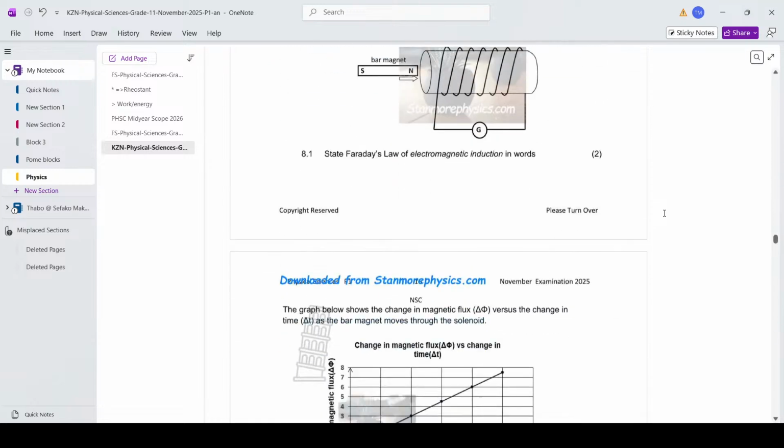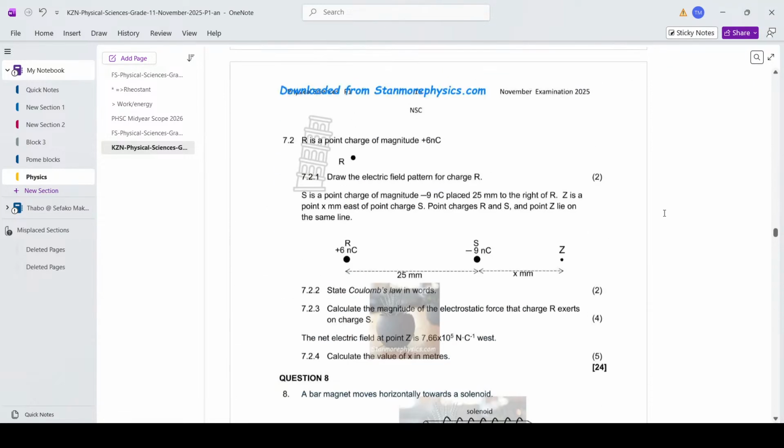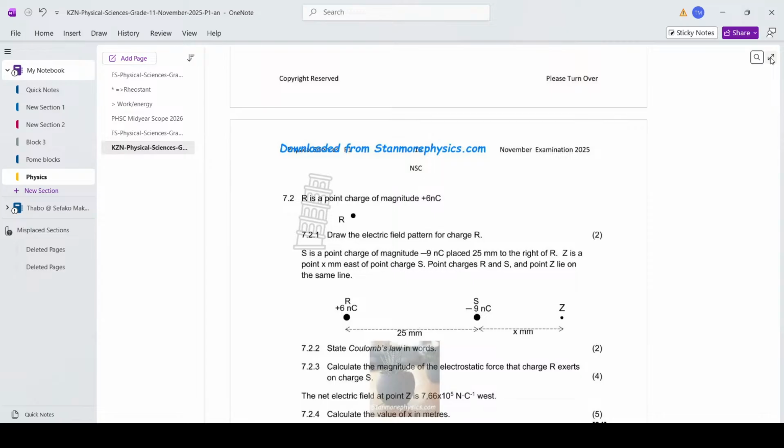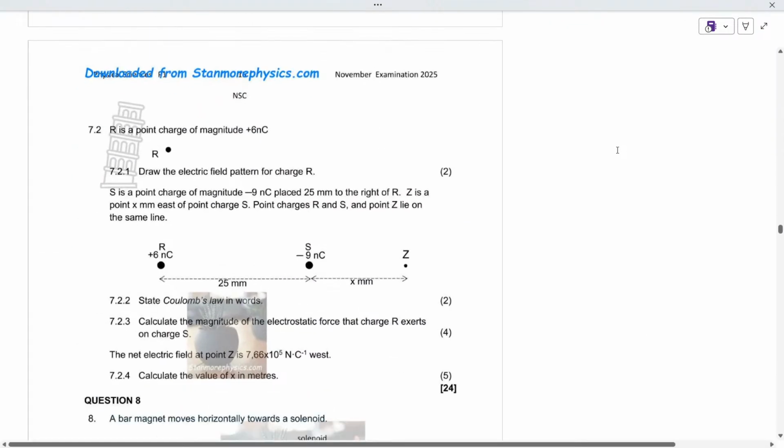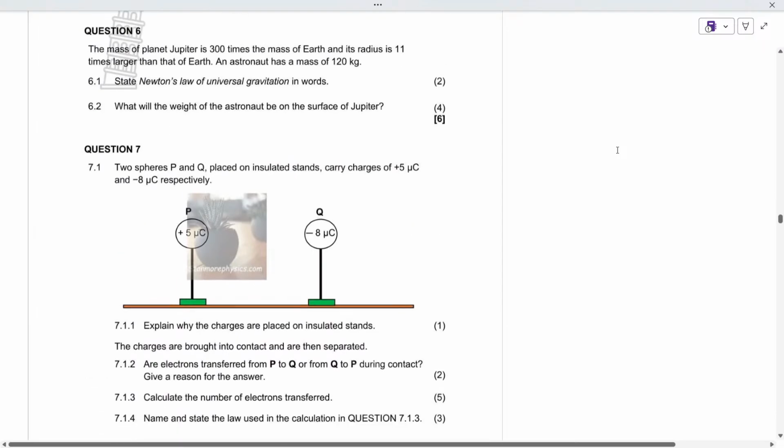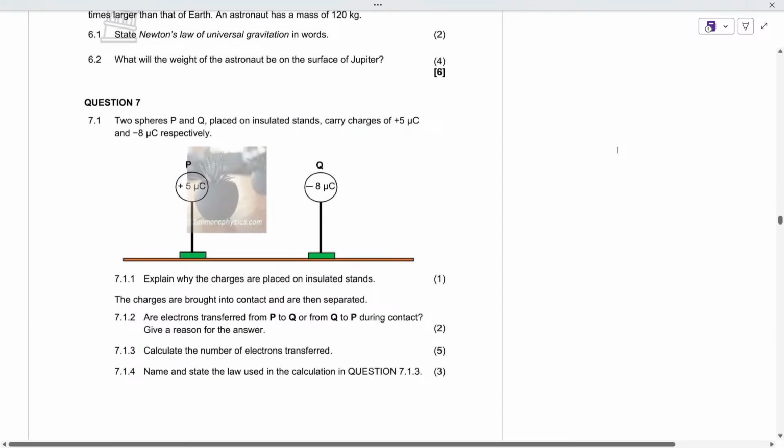Okay, and then there's your electrostatics there. Yes. Okay, yes. So it starts from here. And then it says that two spheres P and Q are placed on an insulated stand and carry the charges plus 5 and minus 5 respectively.